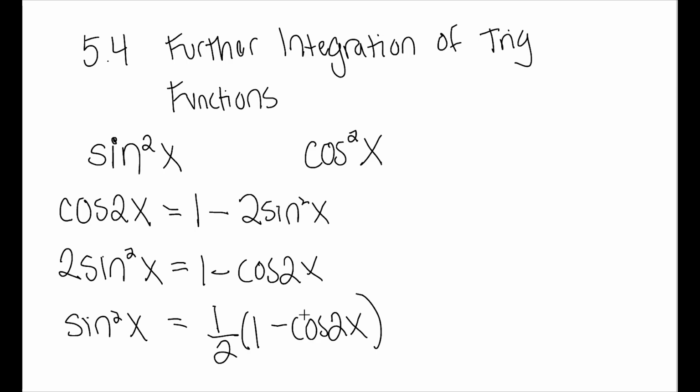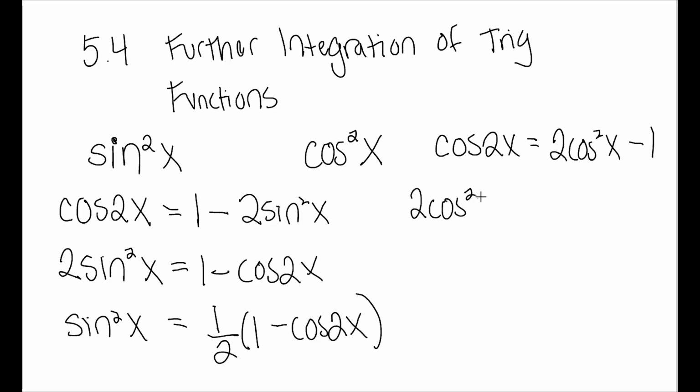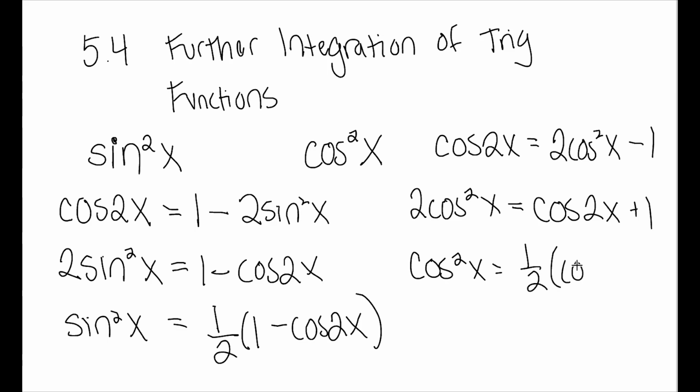Now let's do the same thing with cosine squared x. Cosine 2x is also equal to 2 cosine squared x minus 1. Therefore, 2 cosine squared x equals cosine 2x plus 1, and cosine squared x equals 1/2 times cosine 2x plus 1. So let's look at some examples where we can use these trig identities to help us integrate.